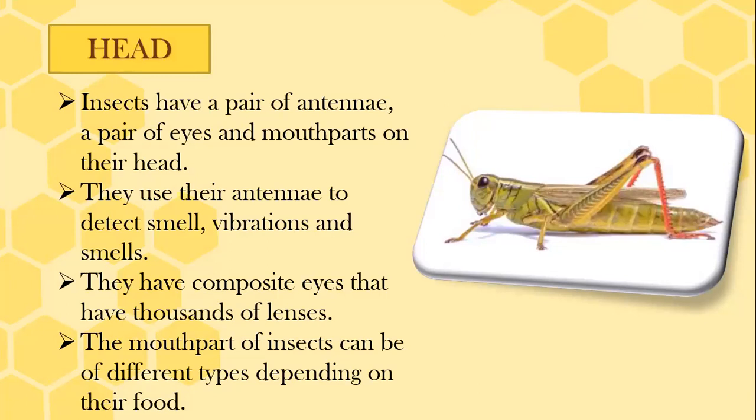So the insect, it has composite eyes. Even the insect has two eyes, okay? But composite eye means they have thousands of lenses. Okay, they are having thousands of lenses. Okay, and these help them to detect the motion of things around them. That it helps to detect. They have composite eyes that have thousands of lenses.